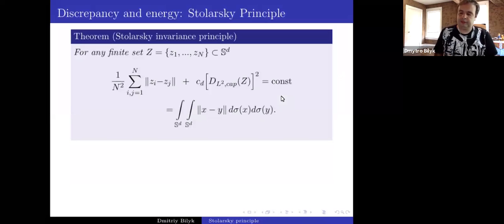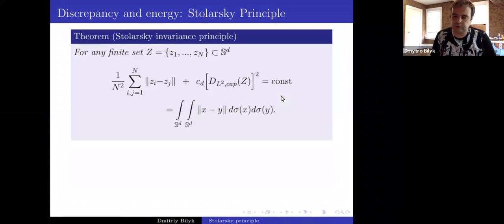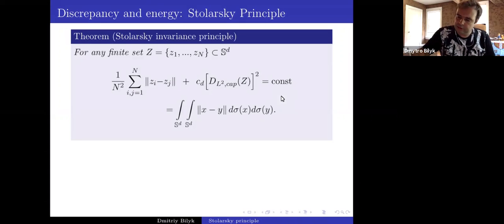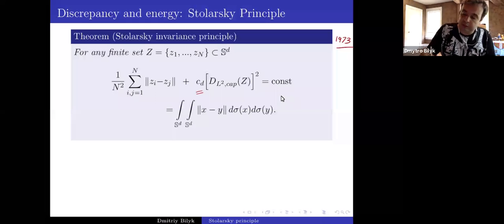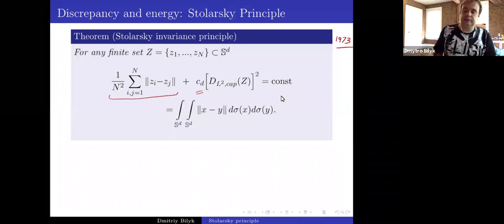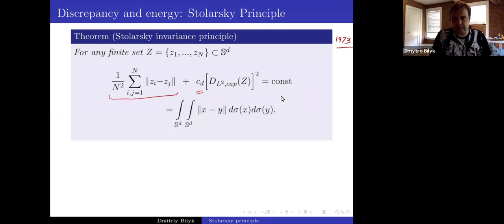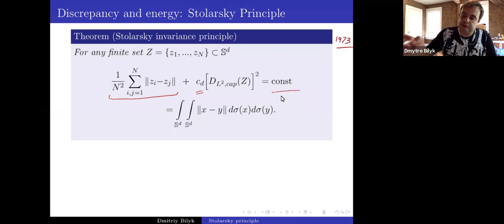All right. Now I'll jump right to the main subject of the talk. In 1973, Stolarski proved this remarkable identity, which tells you the following. If you take the spherical L2 discrepancy squared, up to some constant dependent just on the dimension, and you take the average Euclidean distance between your points, so the normalized sum of distances, those two quantities together add up to a constant. This is why it is called an invariance principle. Those two things together are invariant, they're constant.